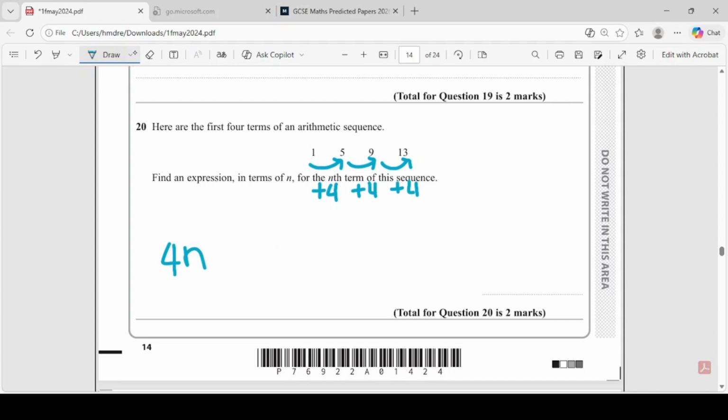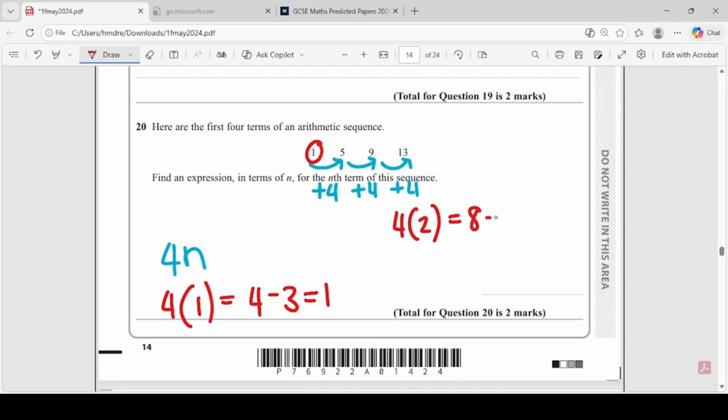So if I put in the first term, so 4 times 1 gives me 4. And then to get to this one, I have to take away 3. Will give me 1. Let's check it again. 4 times 2, the second term, is 8. Take away 3 will give me that 5. So that's right. Okay, so then this means our general term is 4 times n, take away 3.